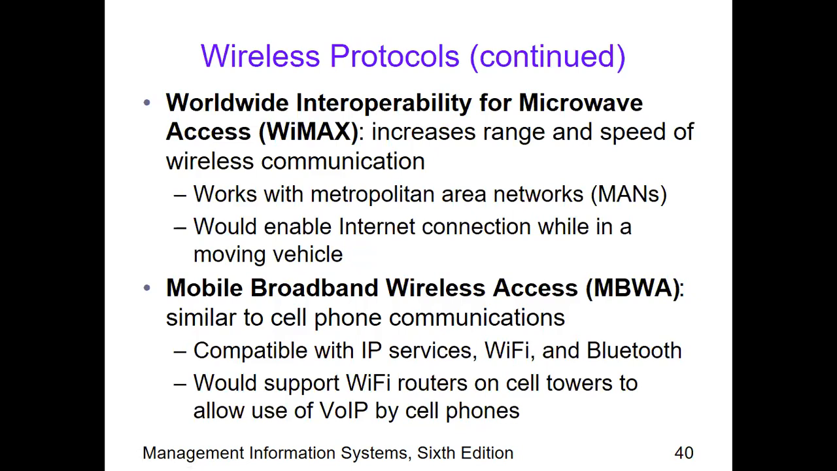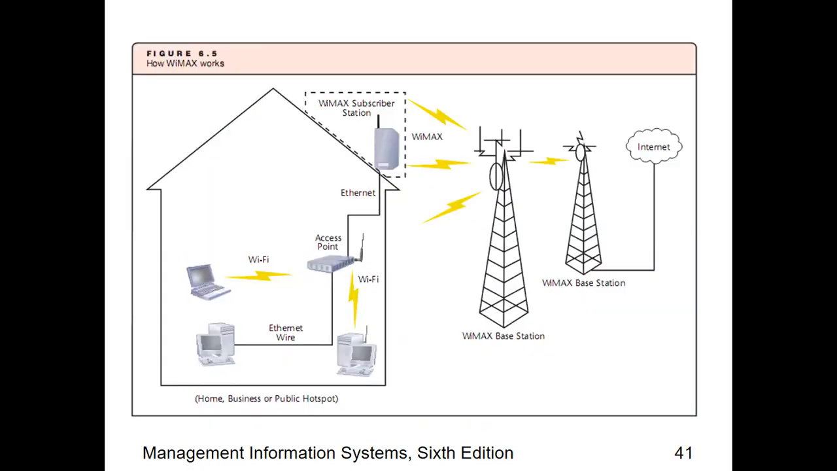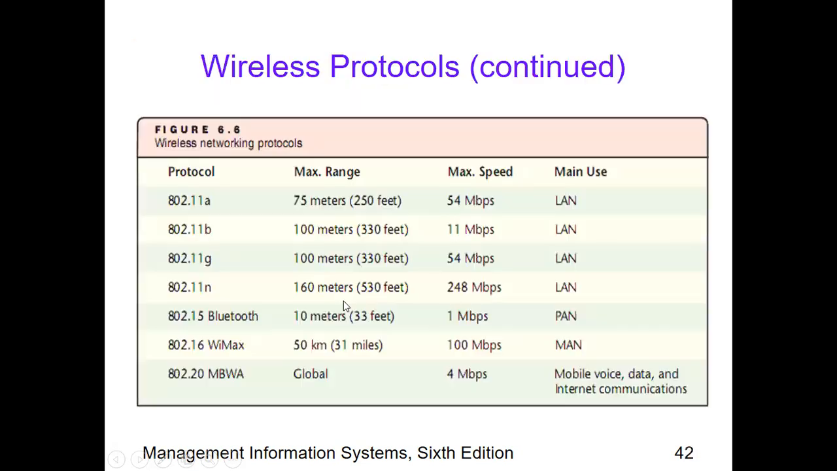And this is how WiMAX works. Again, wireless connection, and this is Worldwide Interoperability for Microwave Access. So this is the home, business, or public hotspot wherein we can connect through certain networks. Then we have the WiMAX base station, another station, and we have there the internet. So this is how it works.